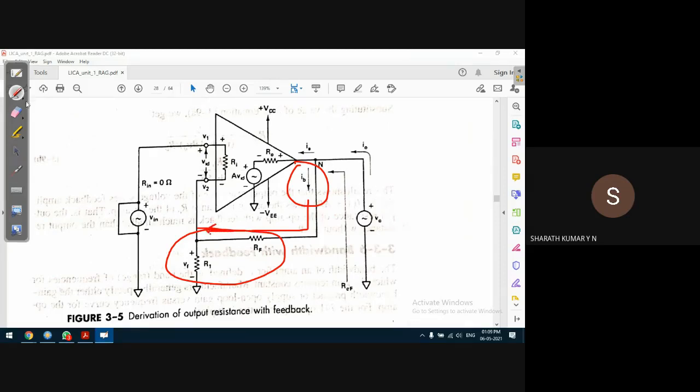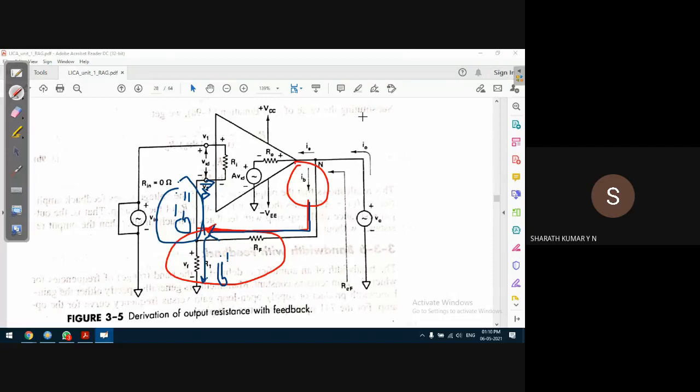So IB flows into two networks. One is through RF and to the ground. Let us call it IB dash, just for our understanding. Another current will flow into the inverting input terminal of the op amp. Let us call it IB double dash, for understanding purposes. What is this IB double dash? It is nothing but the input current of the inverting input terminal.